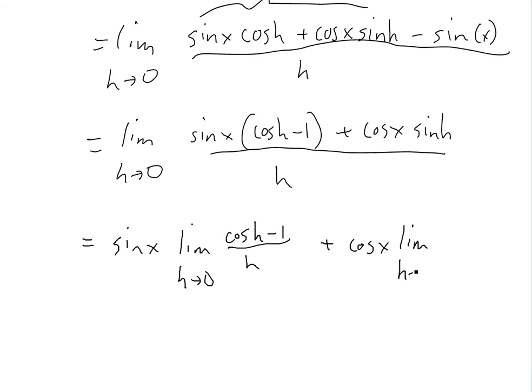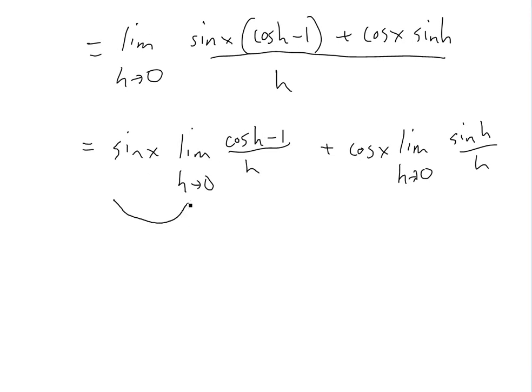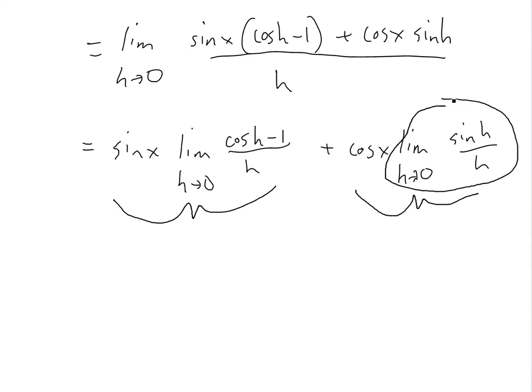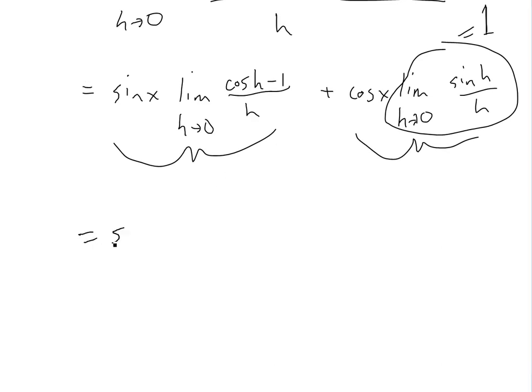Limit, we just divide h on both sides, so we get the limit as h approaches 0 of sine h over h. So now we have two different limits we have to do. But I've already shown you in my other video, see the link in the info, that this limit is equal to 1. So then this is just going to be sine x times the limit as h approaches 0 of cos h minus 1 over h, plus cos x.